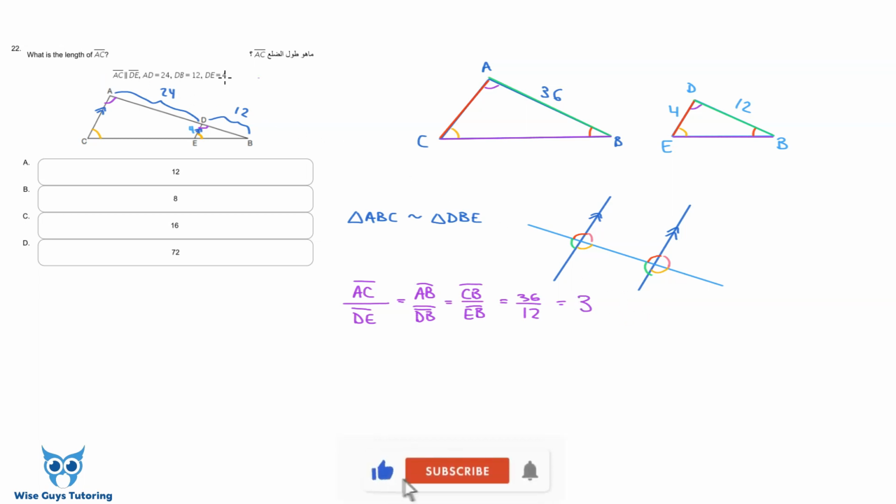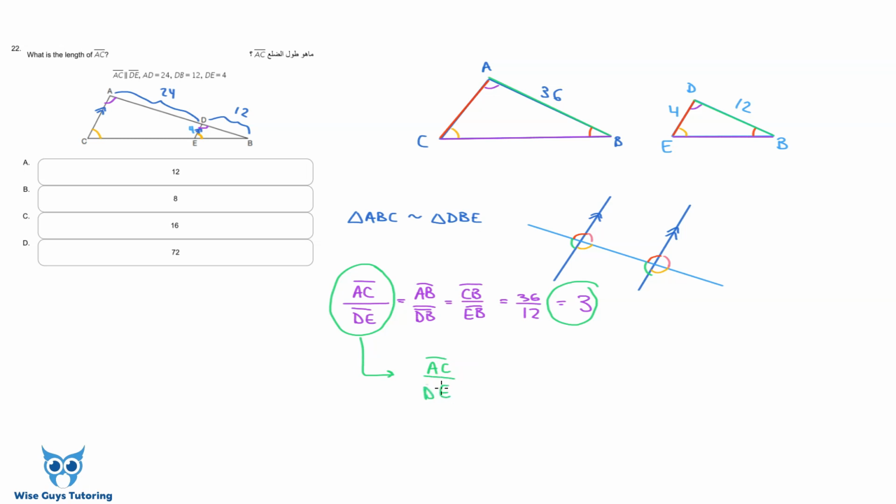So if they're asking me, what is the length of AC, right? So I'm looking at this one. And I know that that ratio is equal to 3. So I'll say AC over DE is equal to 3. Now I know what DE is. They gave it to me. It's 4. So I'll say AC over 4 equals 3. And if you can do a little bit of algebra, you multiply both sides by 4 to get rid of this denominator. And I'll get my answer that AC is equal to 12. Meaning the answer, as usual, A.